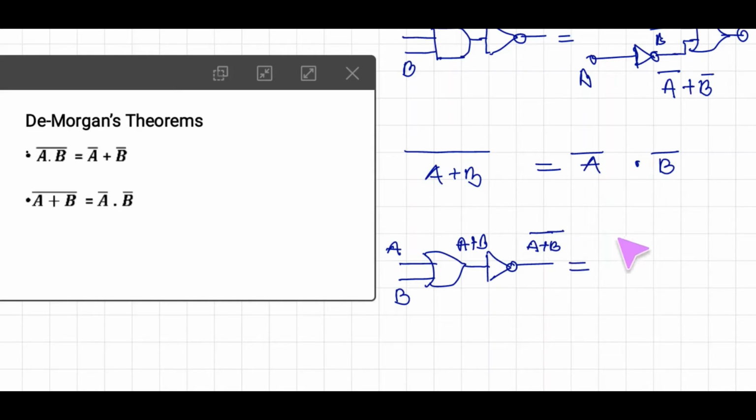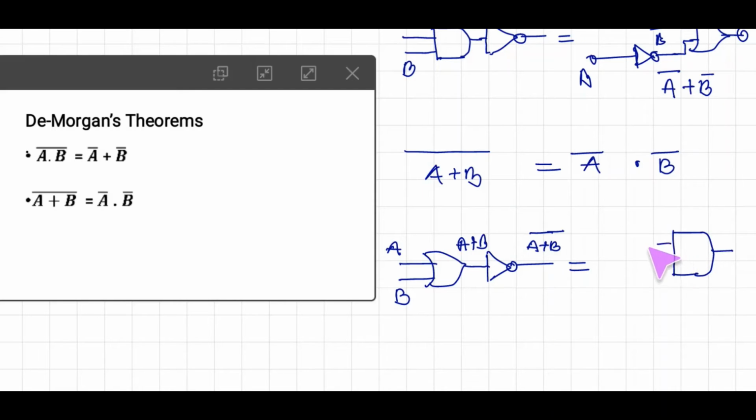Same is true for this expression also. This expression can be done with, see here, it is an ANDing operation of A complement and B complement. So we need to have an AND gate, which will give us this output. But what are the inputs to the AND gate?